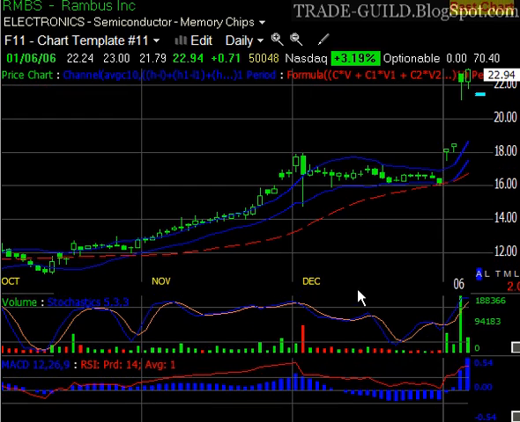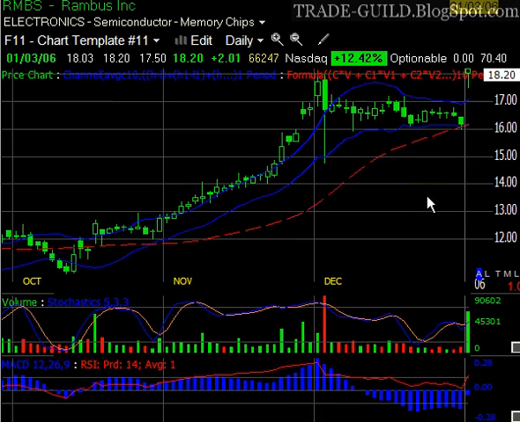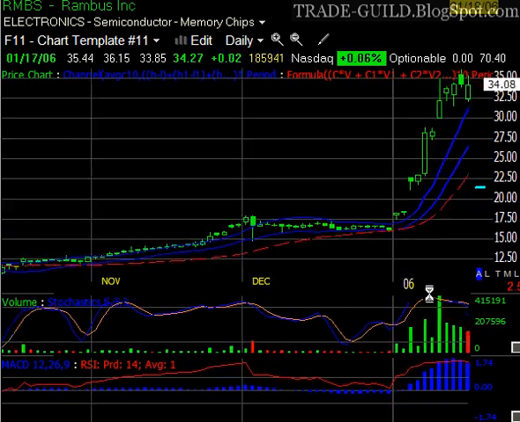Look how this worked. This is beautiful. This is how this trend channel is supposed to work. We had a pullback, a consolidation of almost 3 weeks over here. And not one time did it penetrate this trend channel on the close. It came close on this day, but it didn't penetrate it on the close. So all this time, you'd still be in this position in Rambus. And I was adding to it there, and we got another brilliant move to the upside.